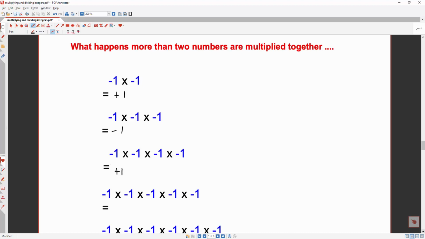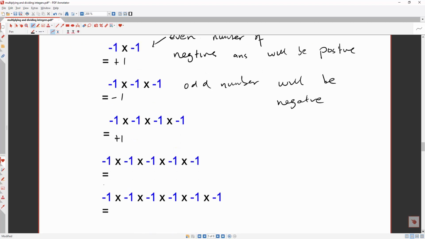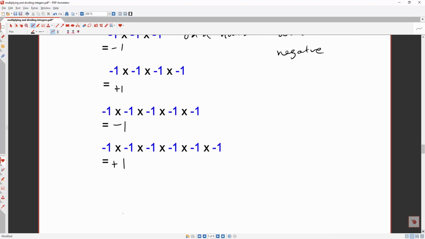And the pattern is going to be that when we've got an even number of negatives, the answer will be positive. An odd number will be negative. Alright, so this one here has got 5, so I know that the answer there is going to be negative 1, and this one's got 6, so I know that it's going to be positive 1.